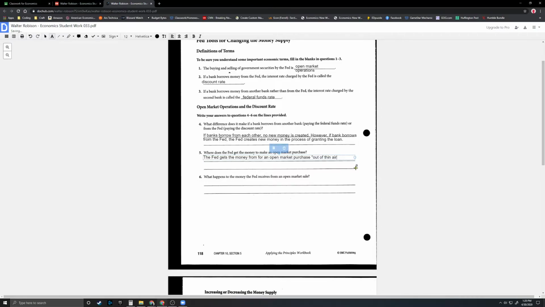Now, what does that really mean? Do they really get it out of thin air? No, they don't really get it out of thin air, but they can print their own money. The Fed is the only entity that can do that. So if they need $1 billion or $1 trillion or whatever, they just call up the Bureau of Engraving and say, hi, we need you to print off this amount of money. So that's where they get it.